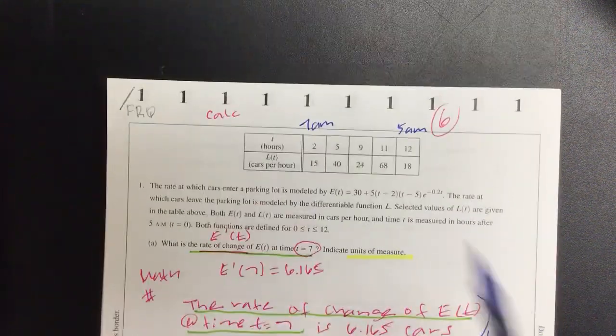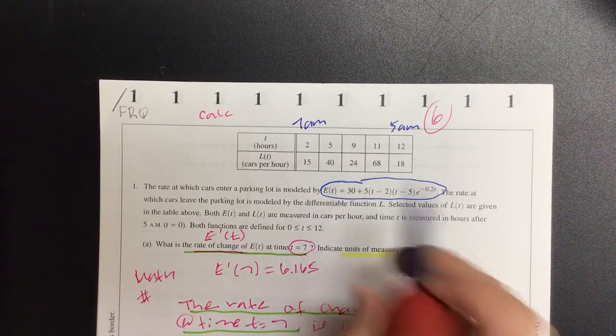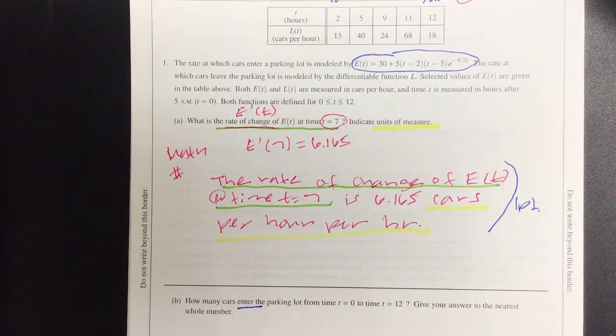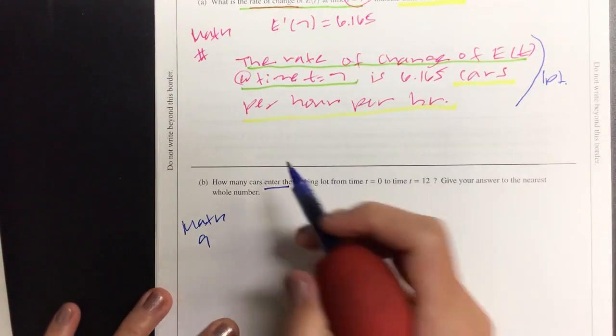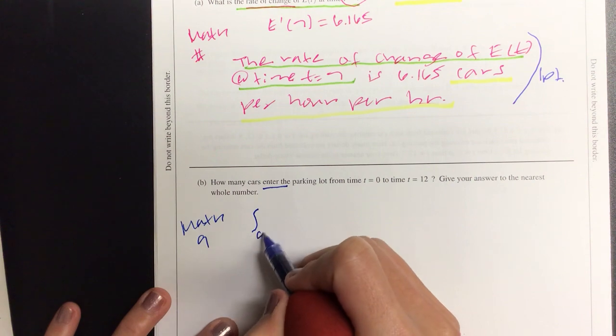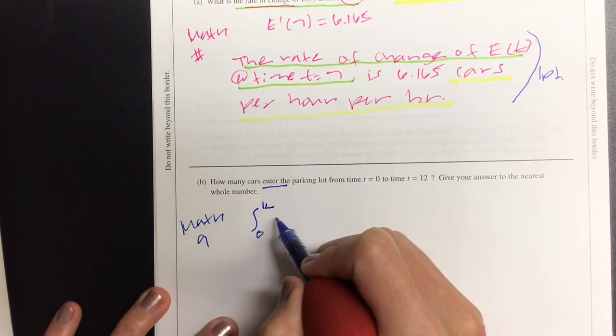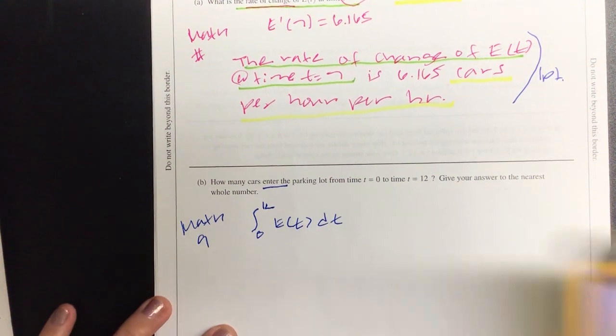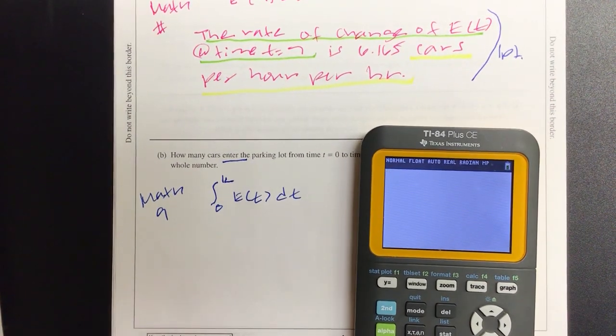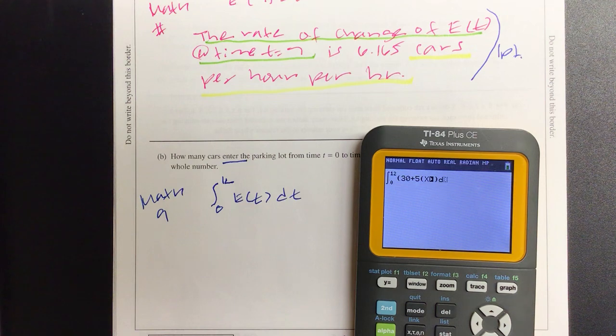So we have the formula of the entering. And because this is a calculator portion, all you have to do is math 9. So let's write out the following. The way we're going to type this in is going to be from 0 to 12 of E of t dt. Let's practice typing that in. These are more of a freebie. Go to math 9, and we're going from 0 to 12. And type in the function exactly as you see on the top, except in place of t, you'll put in the x.